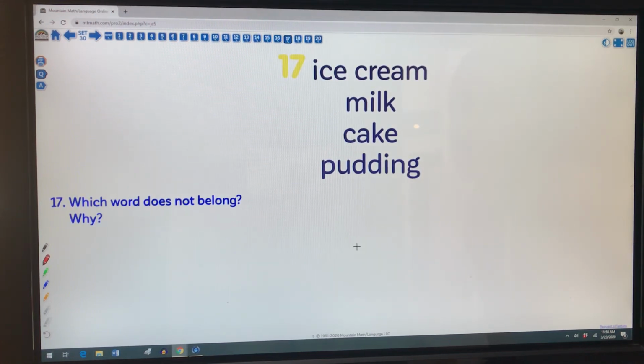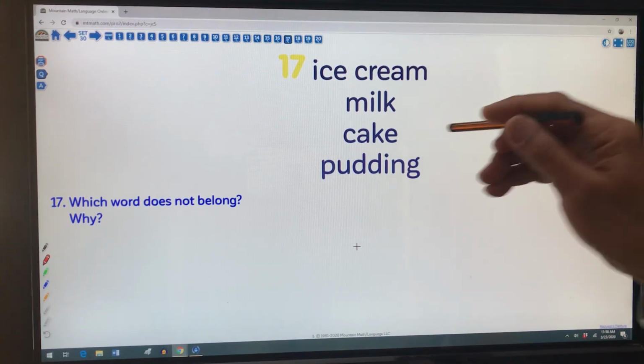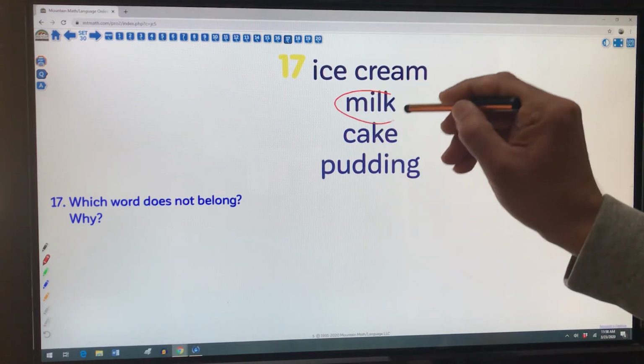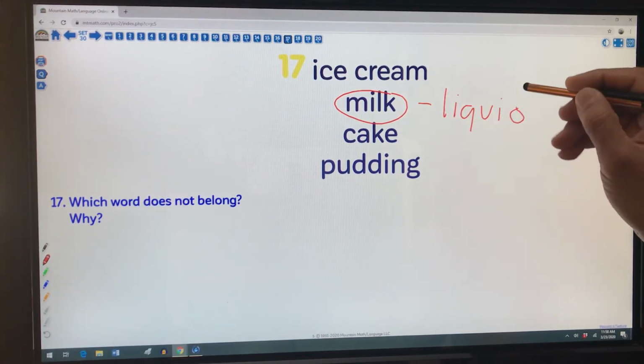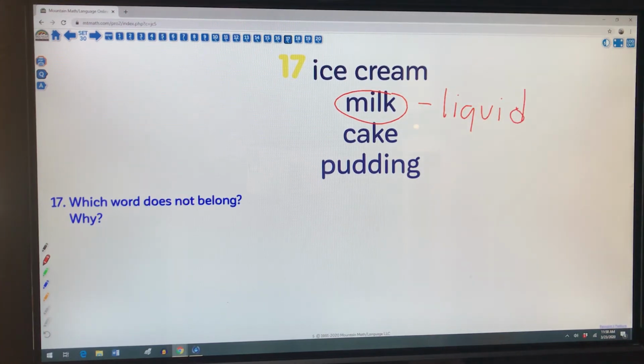Which one does not belong? Ice cream, milk, cake, pudding. Sounds like they all belong in my fridge. I'm going to go with this. So I'm going to say that milk does not belong. If I look at this argument, milk is a liquid, and all the others are solids. I think that's the best argument to say which one does not belong.